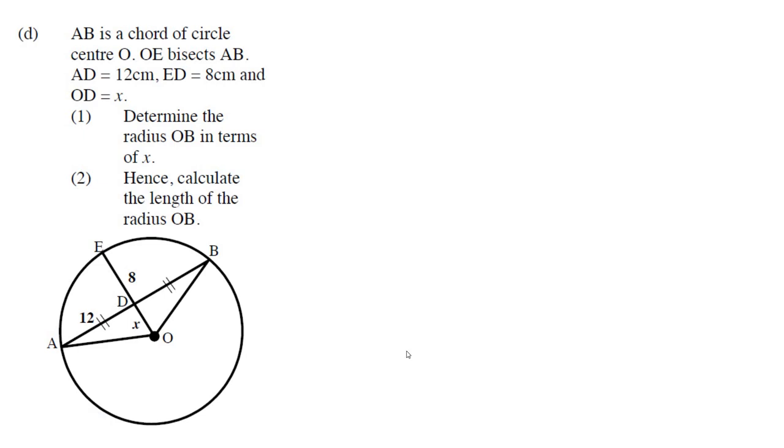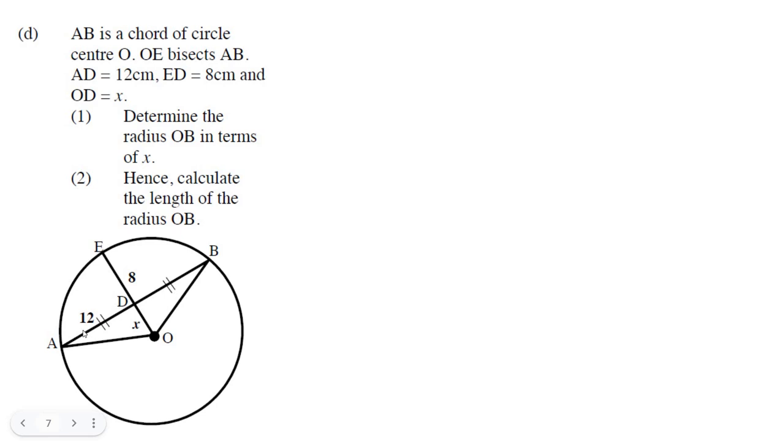Okay, let's try this next question. It says AB is a chord of circle center O. OE, so go from O to E. OE bisects AB. Whoa, they're telling us that this is perpendicular.